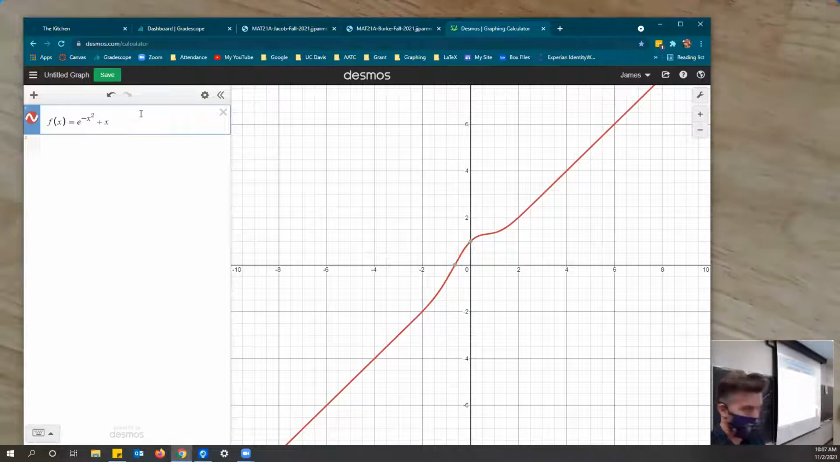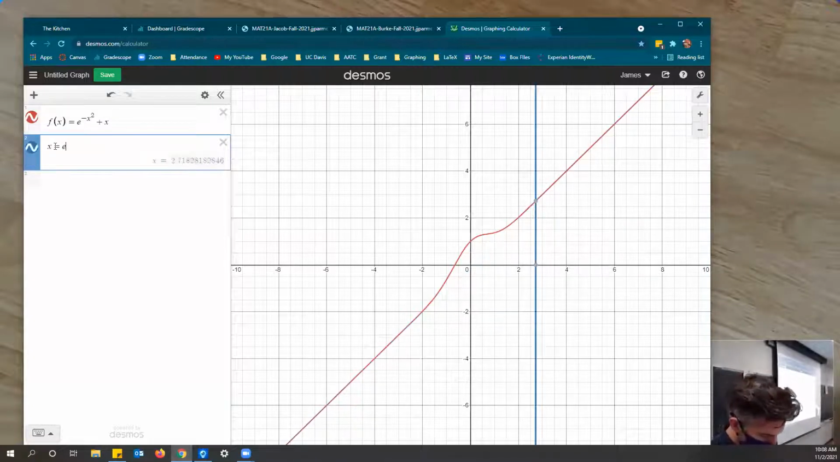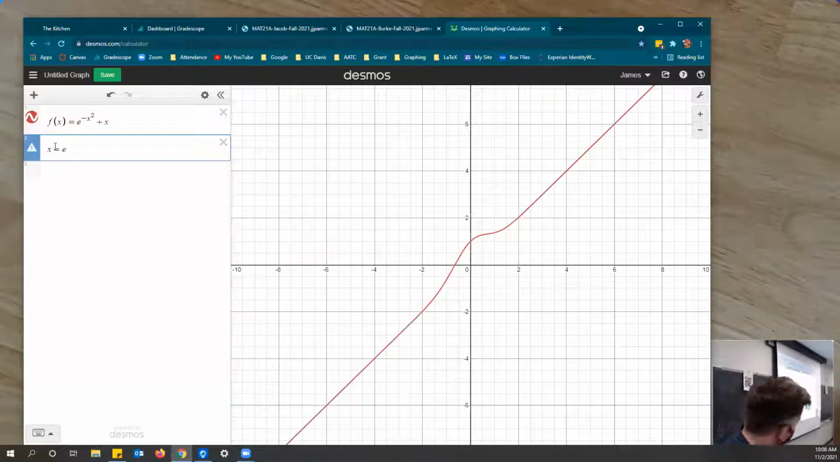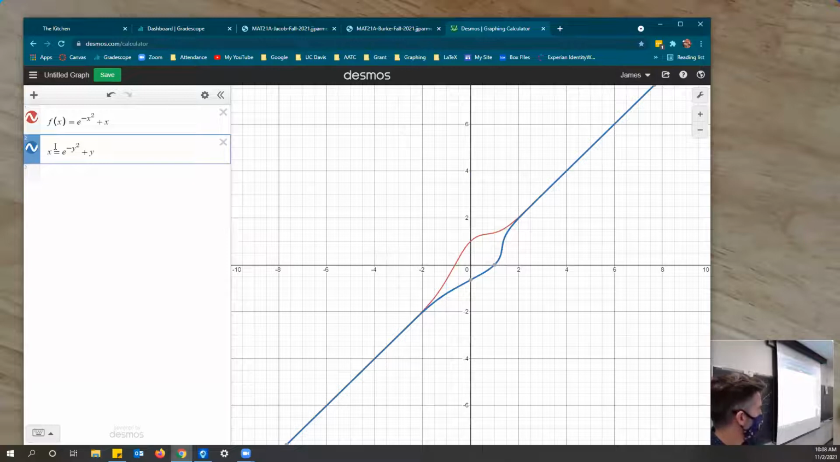So also we can find the inverse. That's one thing I really like. I can't emphasize enough how great it is that you can just totally switch x and y and get the inverse relationship. So if I graph x equal to e to the negative y squared plus y, check that out. Totally the inverse. Kind of awesome.